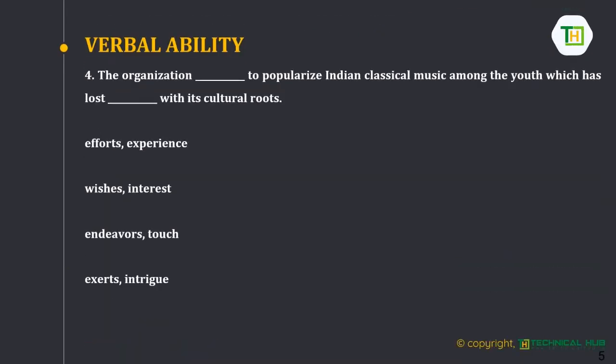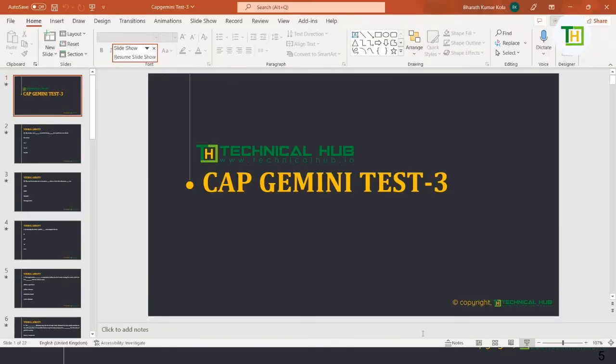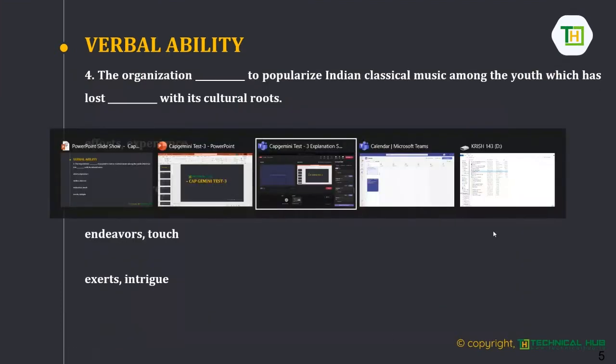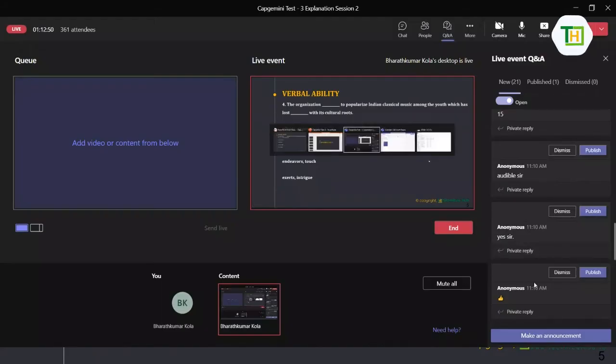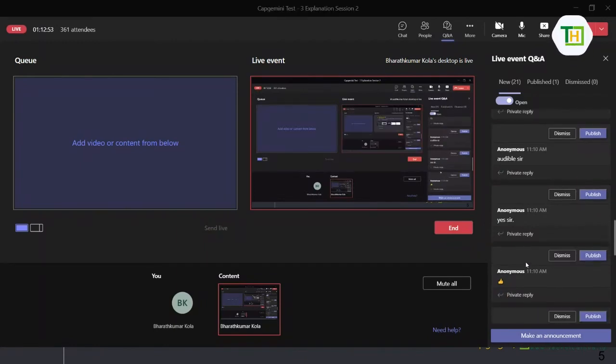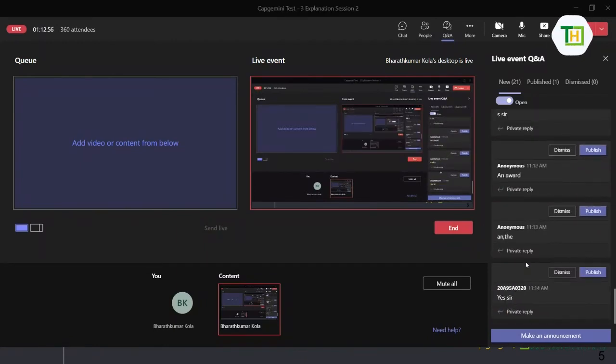The organization dash to popularize Indian classical music among the youth, which has lost dash with its cultural roots. So the organization is trying to promote Indian classical music, and you people might feel, sir, why do we need to go with Indian classical music, why don't we go with something else? You might think like that. Very good, I'm just checking whether you people commented or not.